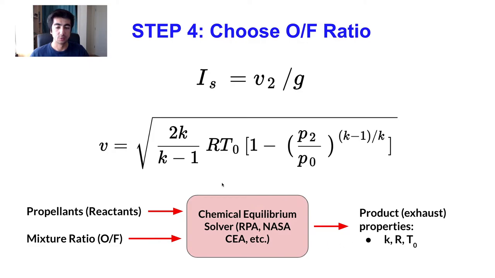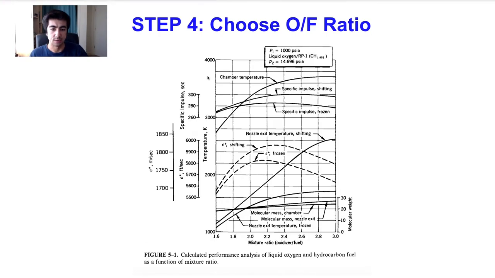It'll tell you the specific heat ratio, the gas constant, and the adiabatic flame temperature for that particular reaction. So to find your OF ratio, you iterate over different OF ratios and plot the exhaust gas velocity that you get. We're just trying to find the sweet spot for the optimal efficiency, or optimal exhaust gas velocity.